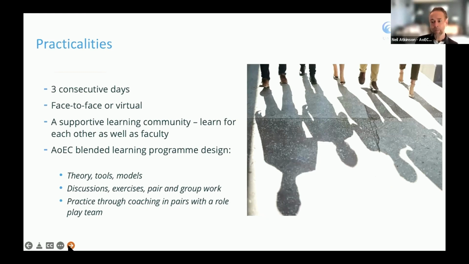So we're looking partly at how we come together as a learning community over those 3 days, and how we learn as much from each other as you are from the faculty or from the theories and models and experiences we offer on the program. And we're taking a very blended approach to the program design. So we do our best to equip you as well as you can in the time available with tools, models, modalities, ways of thinking that you can apply when you're working as a team coach.